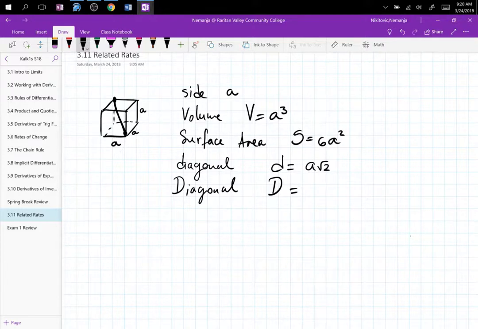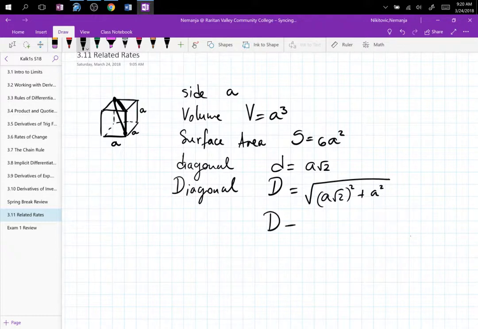Now, the major diagonal is a little bit trickier to compute because the major diagonal, as you can see, is using the diagonal of a side and the side of the die. So you have the square root of a root 2 squared plus a squared, and the capital D is a root 3. So the minor diagonal of each one.